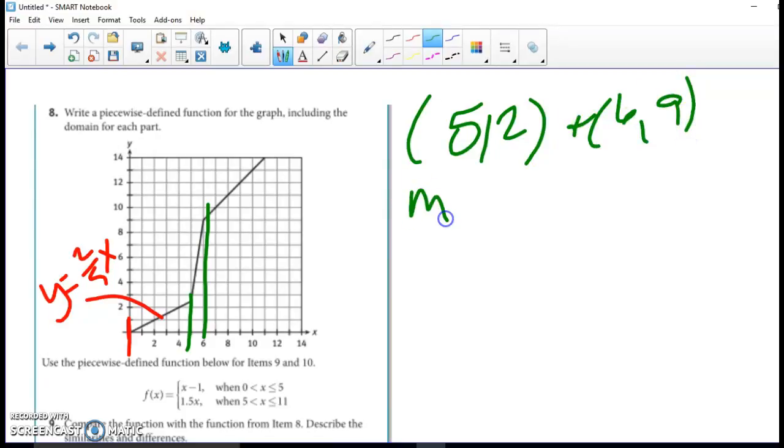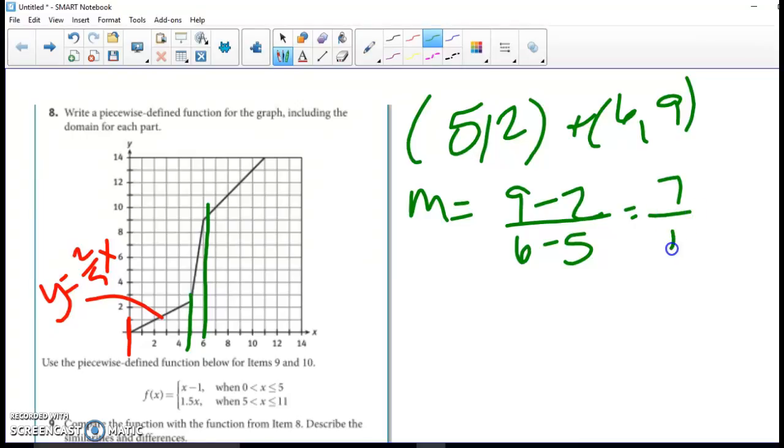So again, we're going to find the slope. So we're going to take the difference in our y coordinates, so that's 9 minus 2, and then difference in our x coordinates, so 6 minus 5. So that middle section has a slope of 7 over 1. We're going to use our point slope formula to find the equation of that line. So y minus y1 equals m times the quantity x minus x1.